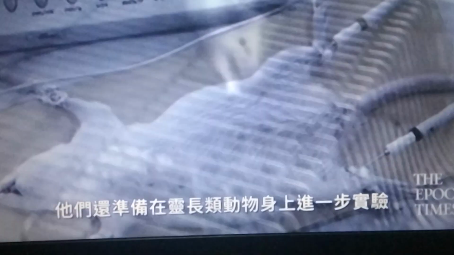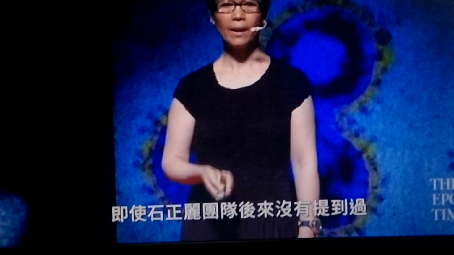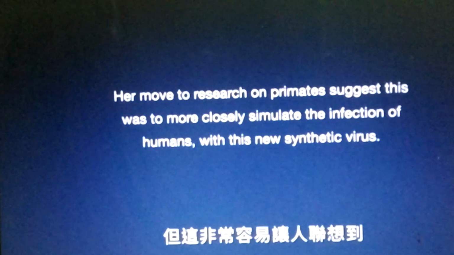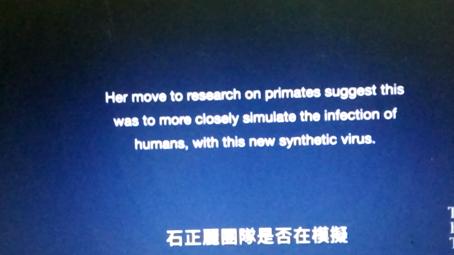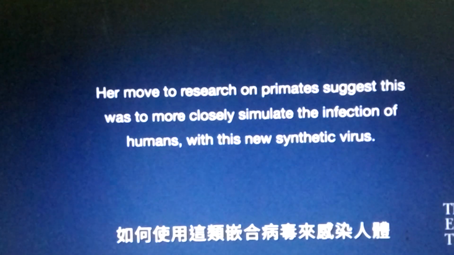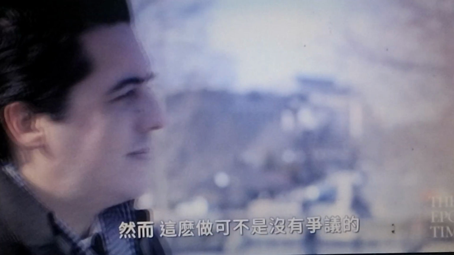They planned to further experiment on primates. Although Xi generally did not indicate any conclusion from this research, her move to research on primates suggests this was to more closely simulate the infection of humans with this new synthetic virus. This wasn't done without controversy, however.